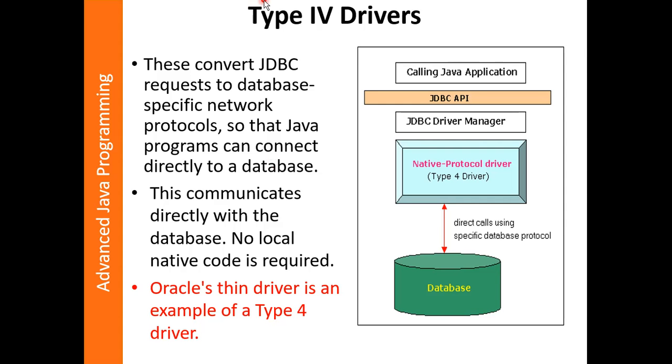Last we have type 4 driver, which is a thin driver. This driver directly converts the JDBC calls to vendor specific database protocol. So there is no middleware, no extra layer is added. Directly the JDBC calls will be converted to the vendor specific database protocol. The example of this type 4 driver is Oracle's thin driver, and the advantage of this type 4 driver is it is the fastest driver of all the drivers.